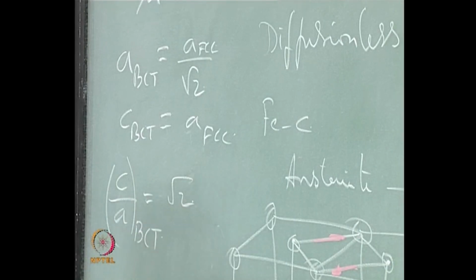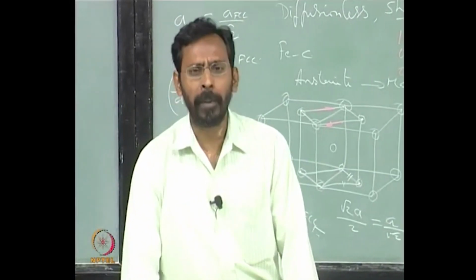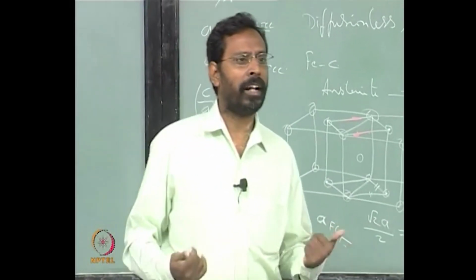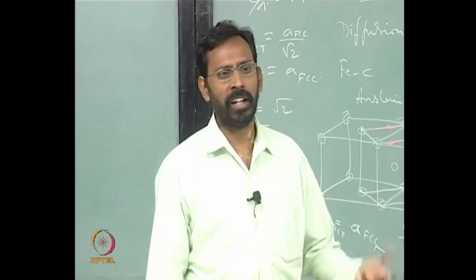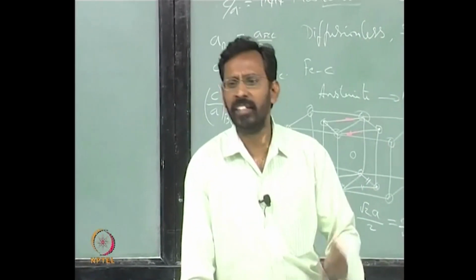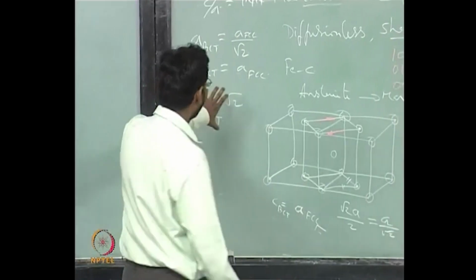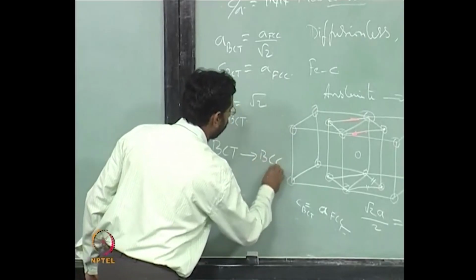But such a structure, with a C by A of 1.414, is not stable at room temperature, because in the phase diagram I do not see such a structure. What is stable at that temperature in the phase diagram is a BCC structure. At room temperature in an iron-carbon system, BCC is stable, BCT is not stable. So, this structure wants to transform to a BCC structure.